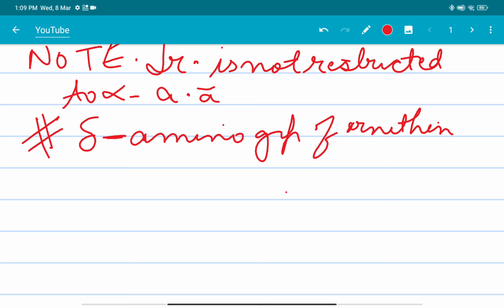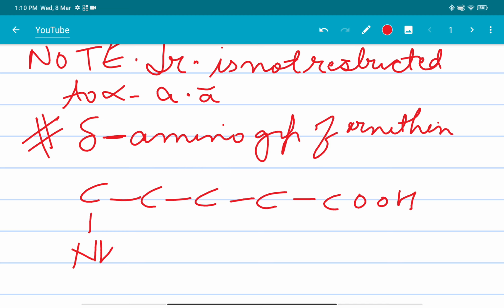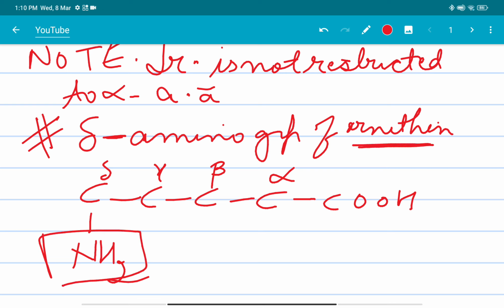How delta? Like one carbon COOH, this will be alpha, beta, gamma, delta. Here NH2 is connected. So the carbon that is connected to COOH will be the alpha carbon, then beta, then gamma, and then delta. Fine. So the delta amino group of the ornithine will undergo the process of transamination.